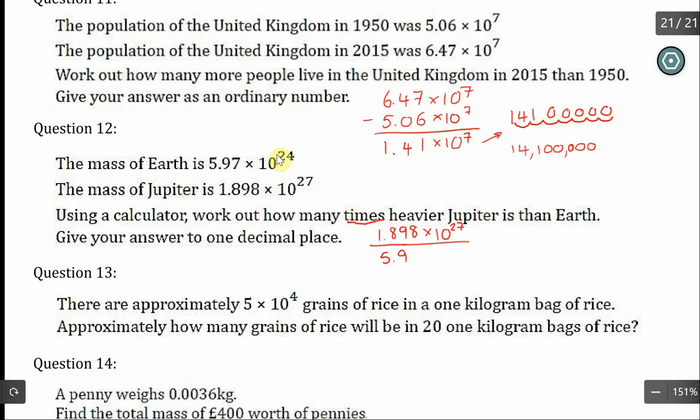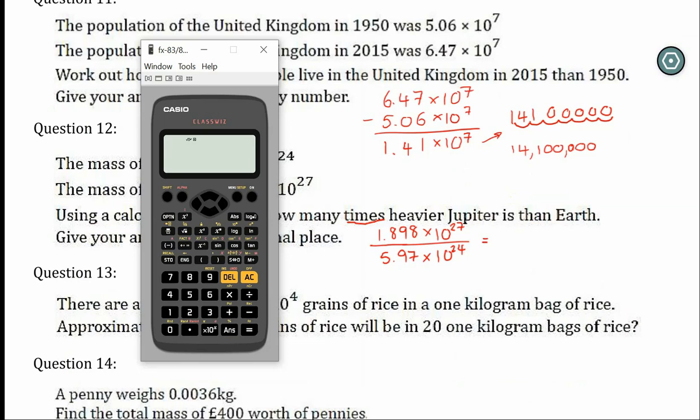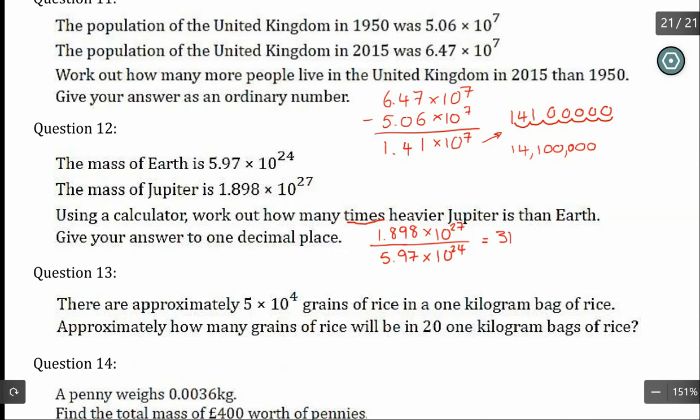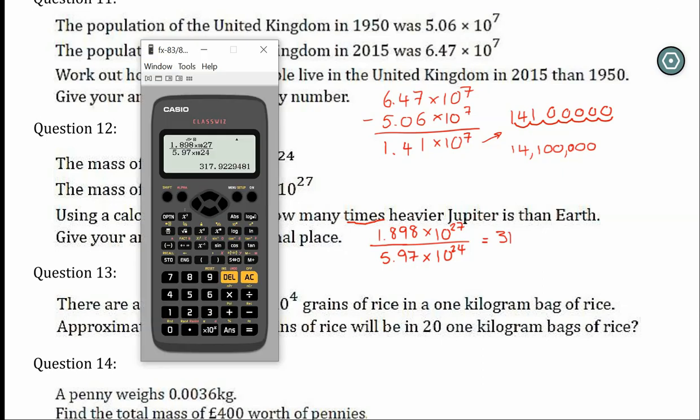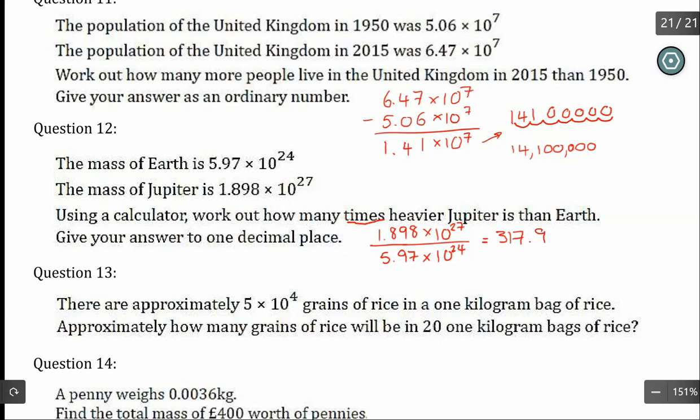You would not believe, though, the number of people who don't really learn where the standard form button is on their calculator and just try to bodge it and make an error along the way somewhere because of that. So try to get used to where this is. I'm going to do this in my fraction setting, but you don't have to. But there's the standard form button. Don't have to then press power or anything. So the answer is 317.9 to 1 decimal place.